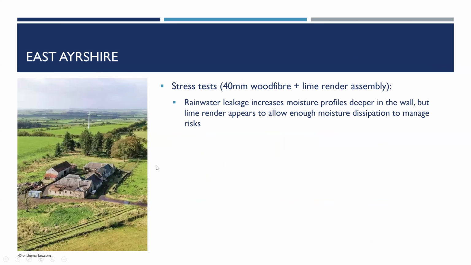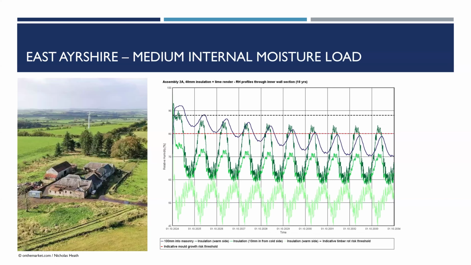You can also carry out stress tests to see what happens if you get rainwater leakage behind render, or what if you've got a defective ventilation system or an inadequate ventilation system. And again, those sort of things often flag up risks. So it's a good sense check of how your wall's likely to cope with typical defects.